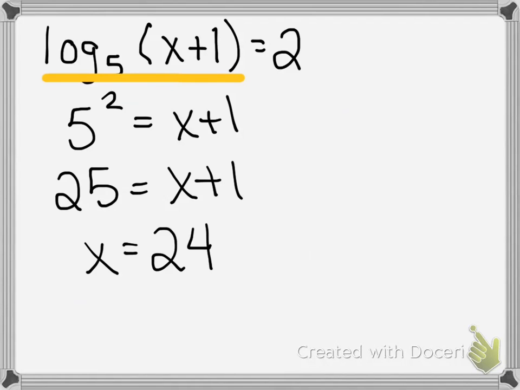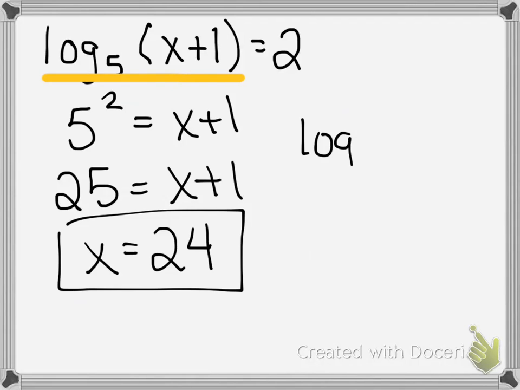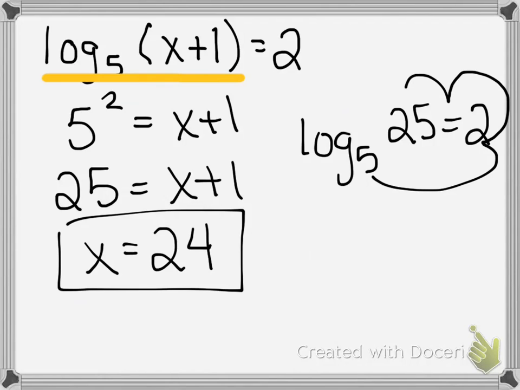You can plug this back in to check your work, and you get log base 5 of 24 plus 1, which is 25, equals 2. And using popcorn method, you guys know that 5 squared equals 25. So we're good to go with our answer.